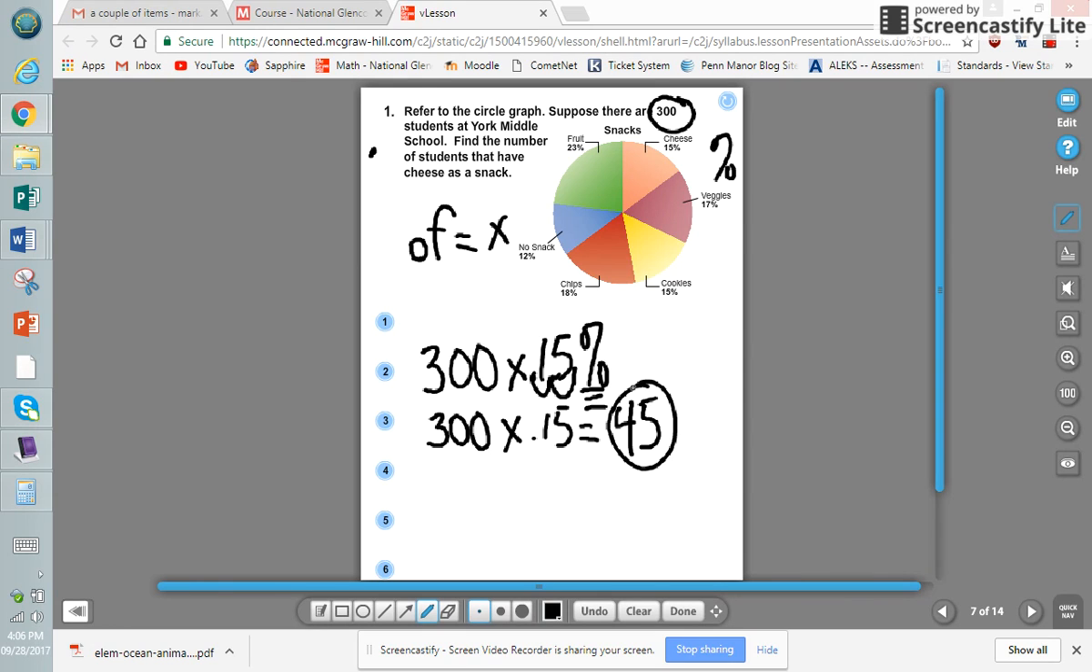Repeating how I got there, I started with 300 students. That's the whole number, the whole school. I was told that right here, 15% cheese. I changed the percent symbol to something I can work with, a decimal, by bouncing strategy, and then multiplied using my calculator to get 45 students.